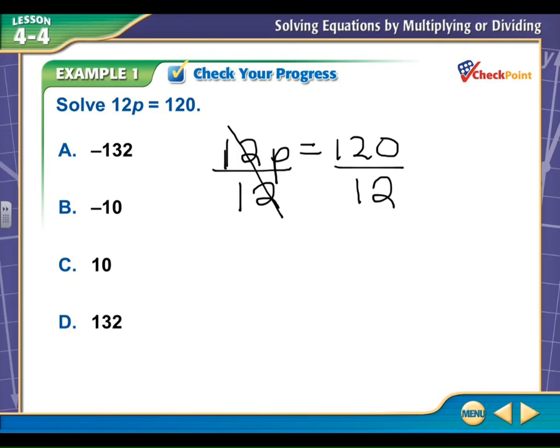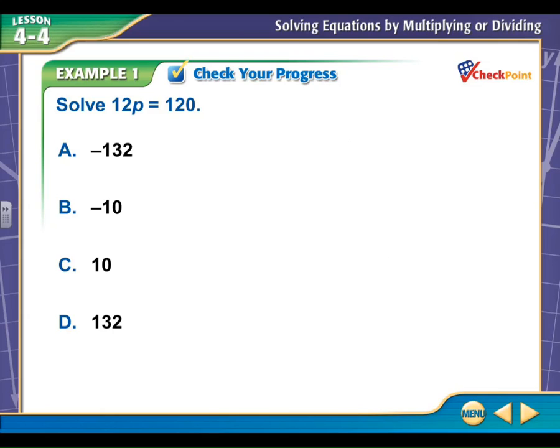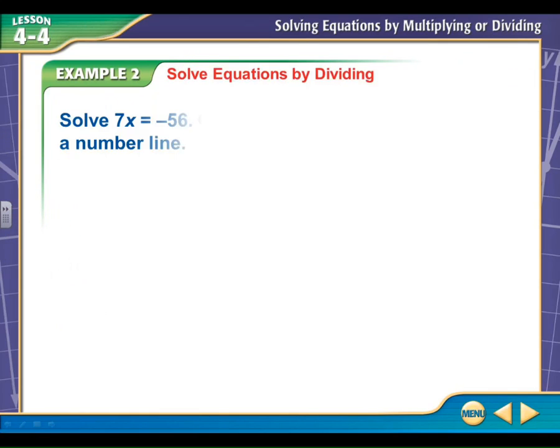So 12 divided by 12 is 1. 1p is going to be equal to 120 divided by 12, which is going to be 10. And so our answer is going to be 10. p is equal to 10. All right, let's look at another example.